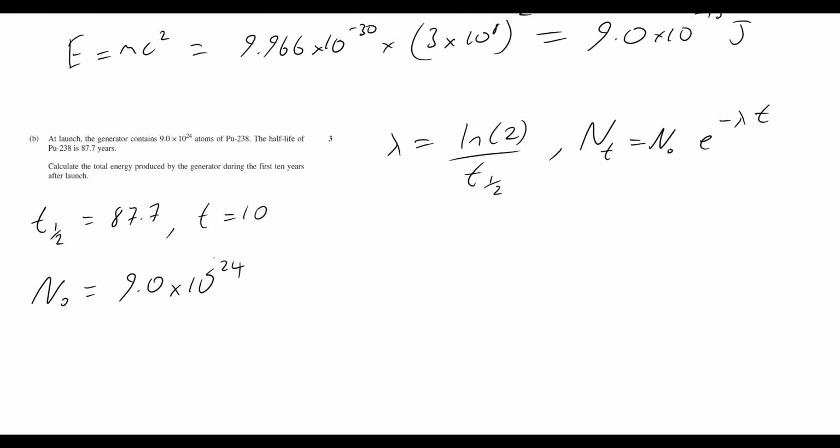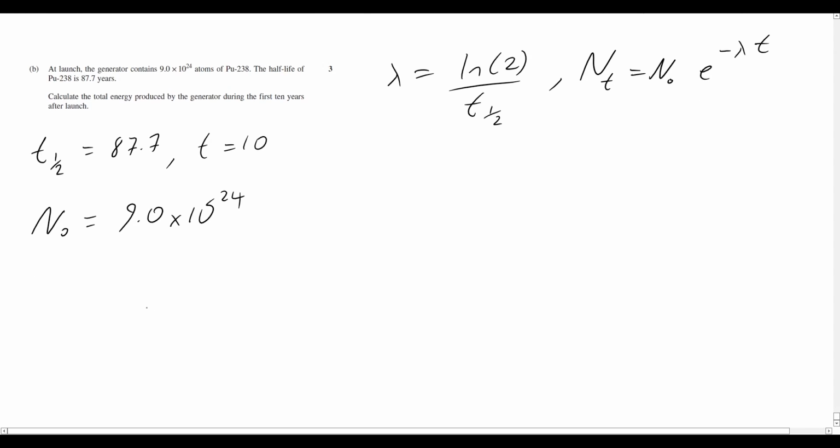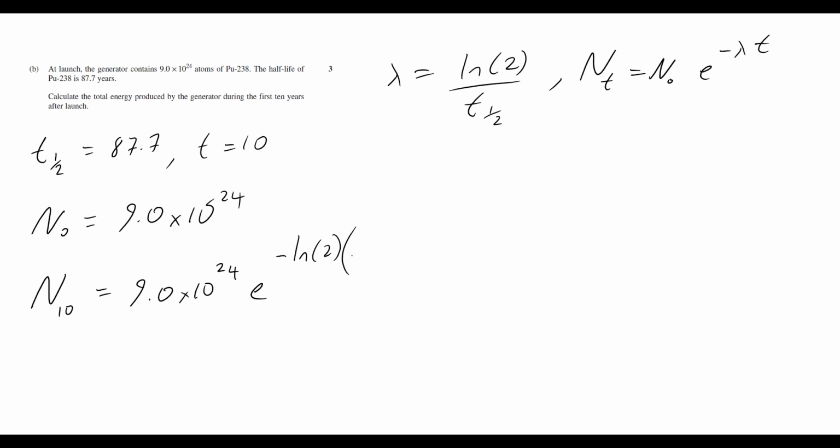Okay, so now I think with all of that information, we can actually figure out the number of particles remaining after 10 years. So we can say n sub 10 is going to be equal to n sub naught, so 9.0 times 10 to the 24, times e to the power of minus lambda t. So what we can then write, instead of having to go through all that trouble, is minus natural log of 2, times 10, which is t, over the half-life of 87.7. And so now we've got everything filled in, so now we can just solve this by putting it into our calculator and see what we get.